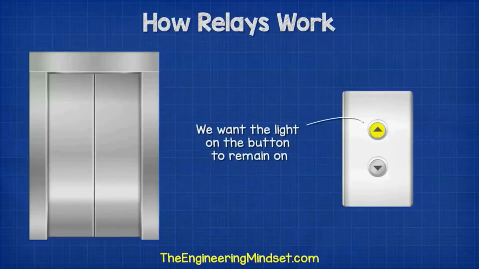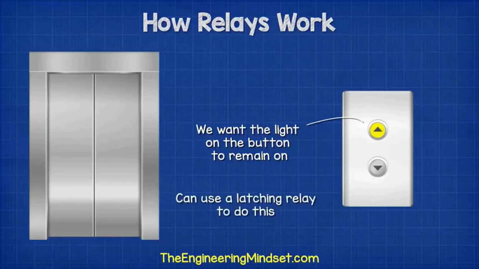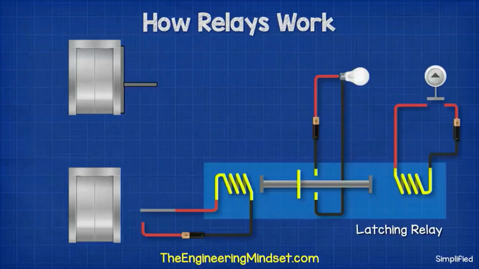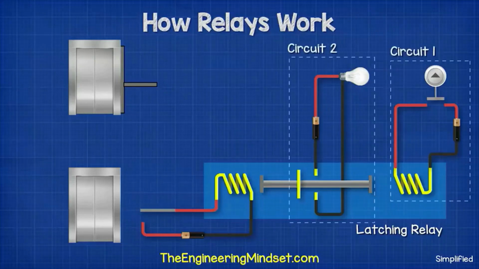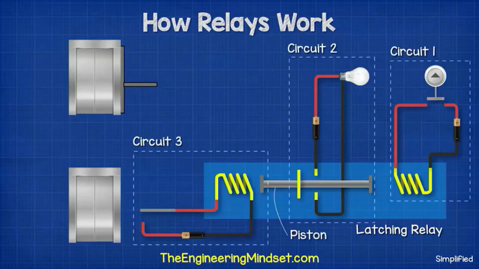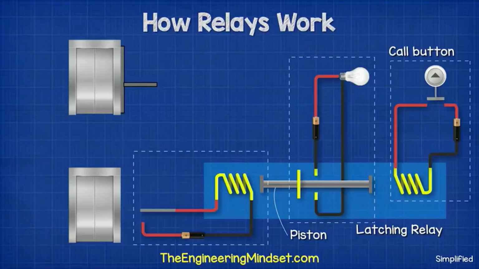For example, when we press the call button on an elevator, we want the light on the button to remain on, so that the user knows the elevator is coming. So we can use latching relays to do this. There are many different designs for this type of relay, but in this very simplified example, we have 3 separate circuits and a piston which sits between them. The first circuit is the call button, the second is the lamp, and the third is the reset circuit.